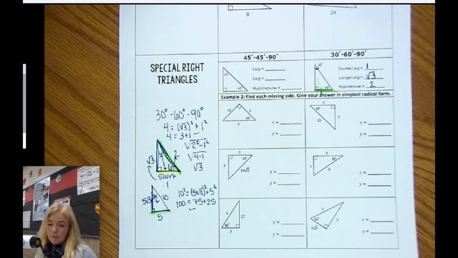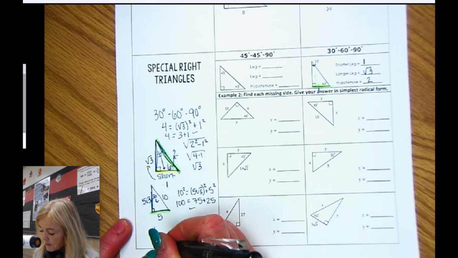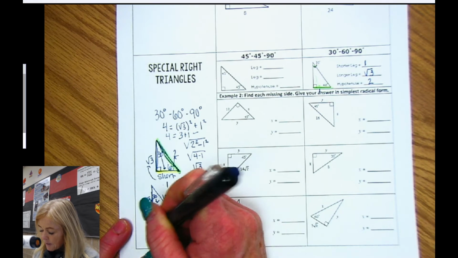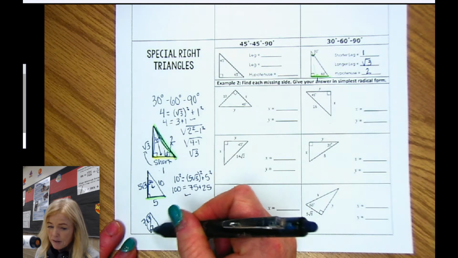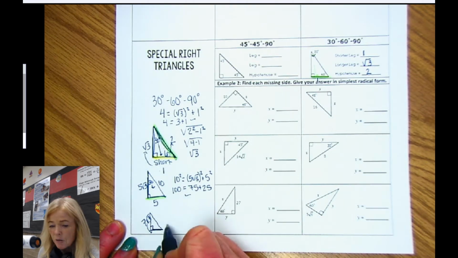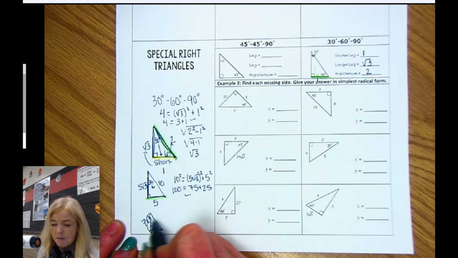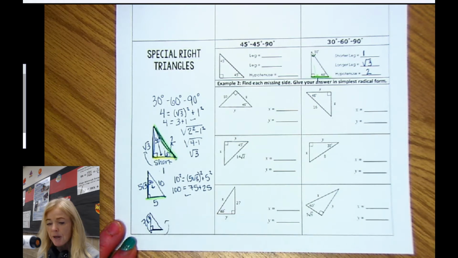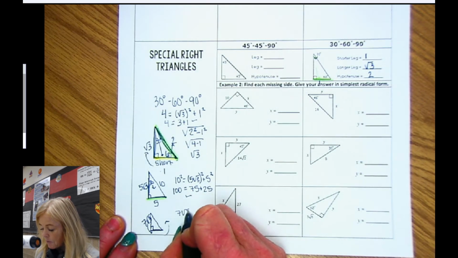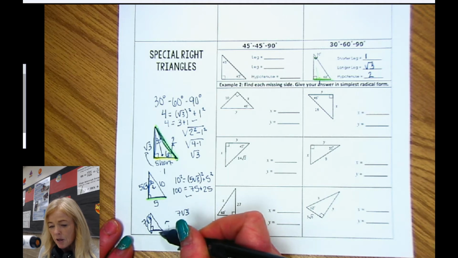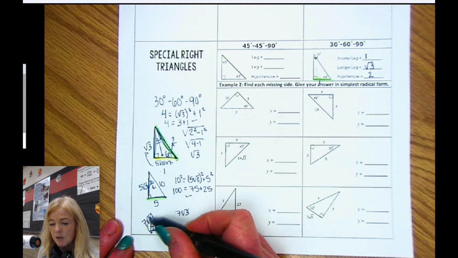Now, the trick with it is, what happens if I'm given something other than the short side? I don't know exactly what the other two sides are, and maybe I'm given that this long leg is 7 radical 3. I have to go back to the short side first. I cannot go back to the hypotenuse because you just go around in a circle that way. So in order to go from long leg to short leg, you would take 7 radical 3 and do the opposite, because whatever the short side was, it was multiplied by radical 3 to get this long side.